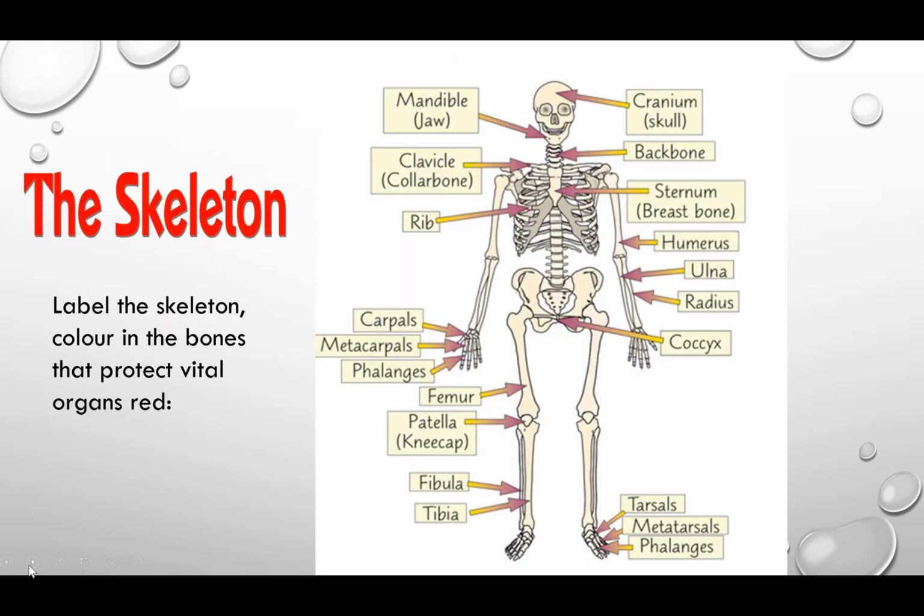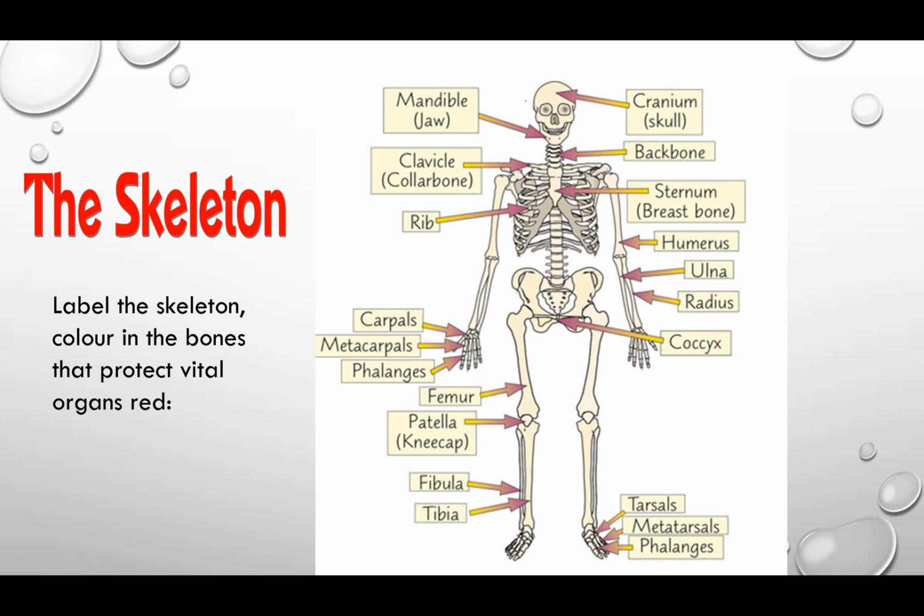So let's introduce ourselves to the skeleton here. We may be able to get the skeleton out of the prep room downstairs and bring him upstairs so that you can actually see the 3D full-size adult skeleton that we have. We're going to start at the top and we're going to work our way down labelling the different parts of the skeleton. So you have this on page 35 in your book.